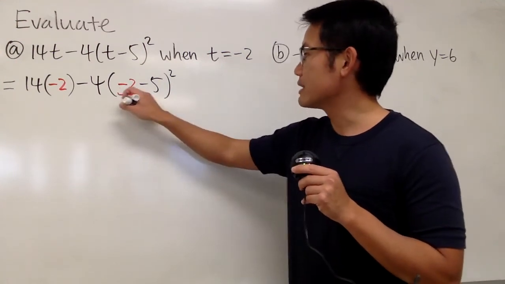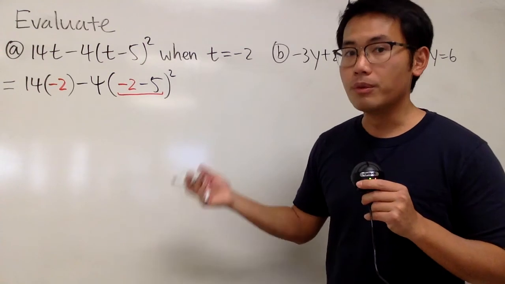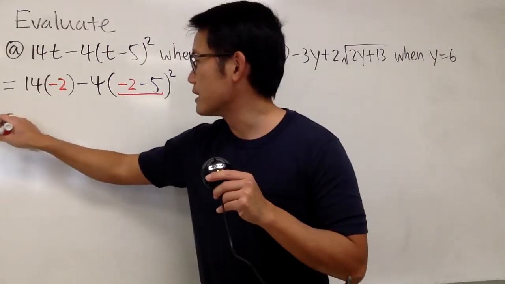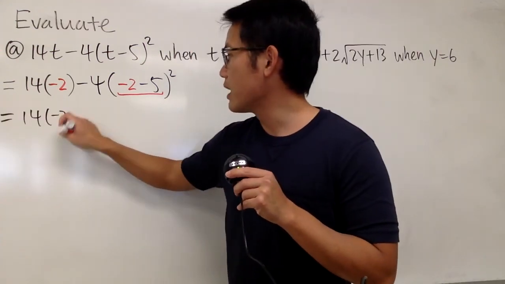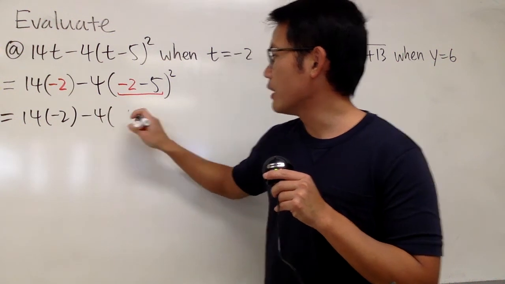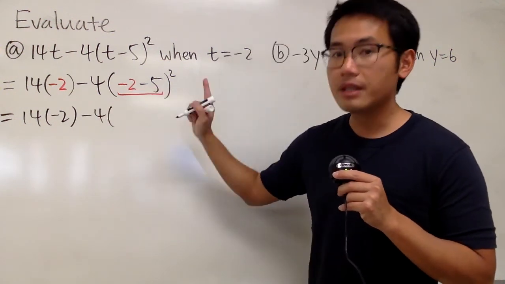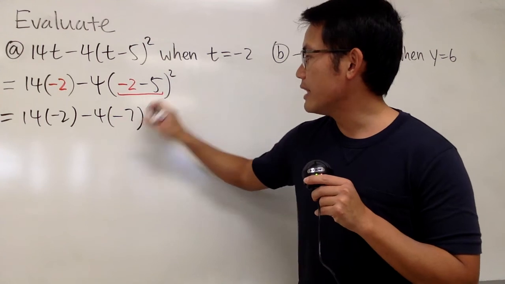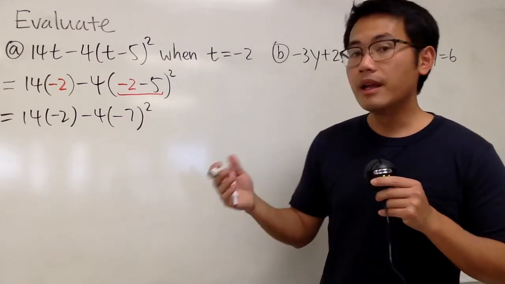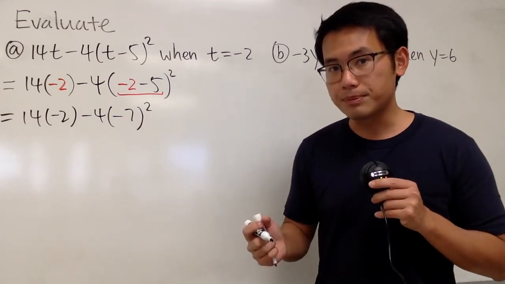And now this is the time we have to follow the order of operations. We are going to do the inside first. So -2 minus 5. So let me just keep this as how it is. 14 times -2, and this is -4 times this and that, gives us -7, and then we have to square that.